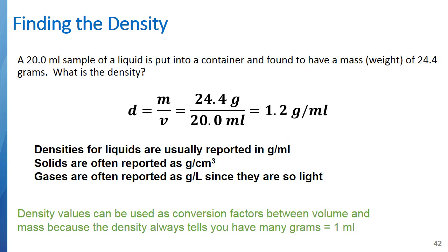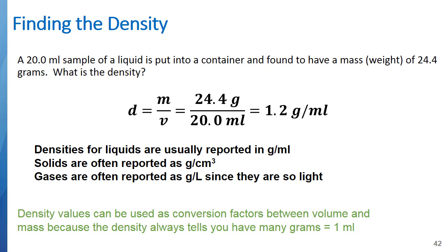Here's an example of finding the density. Let's say I have a 20 ml sample and I put it into a container and I weighed it and I found that it has a mass of 24.4 grams. So what is the density? Well, since density is mass divided by volume, I take the mass, 24.4 grams, divided by the volume, 20 milliliters, and I get a density of 1.2 grams per milliliter. This would be something that was a little bit more dense than water, and so it should sink to the bottom.